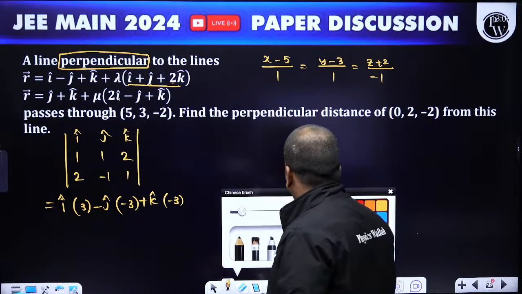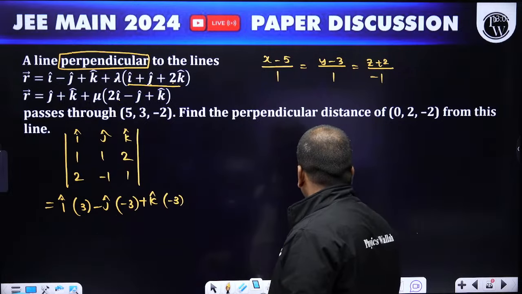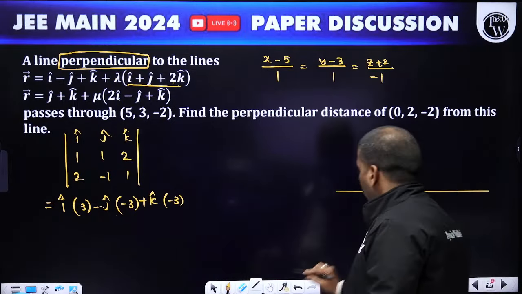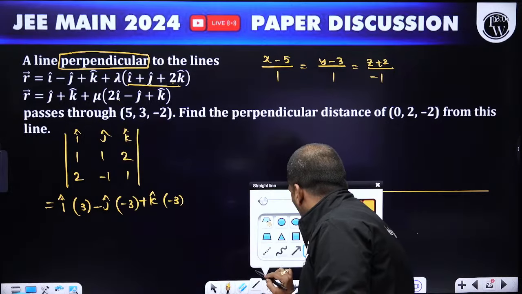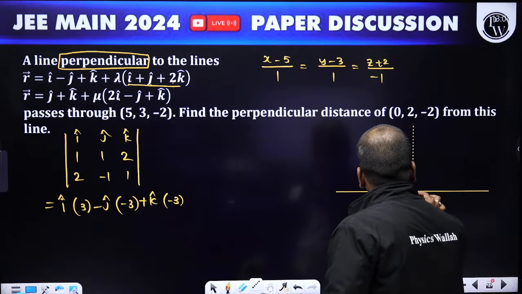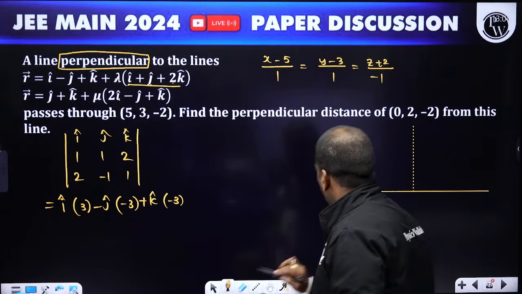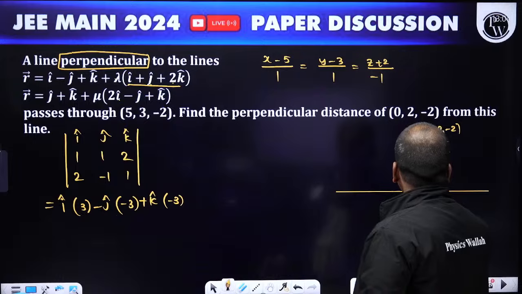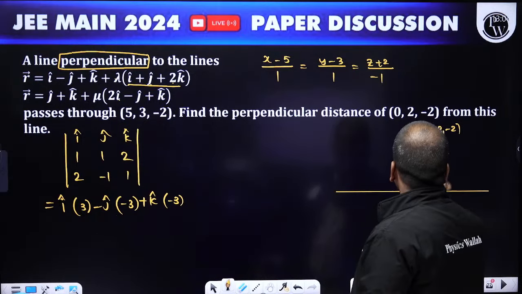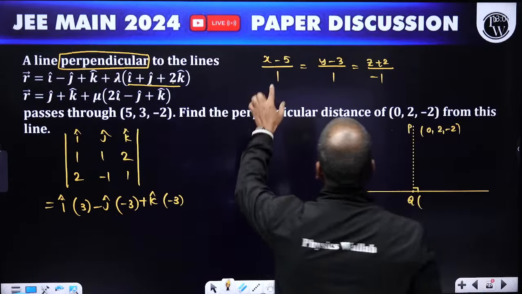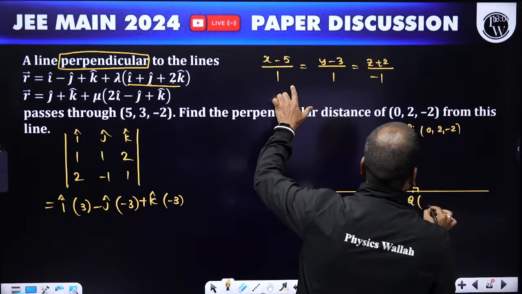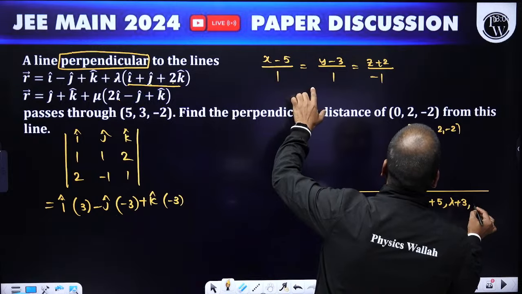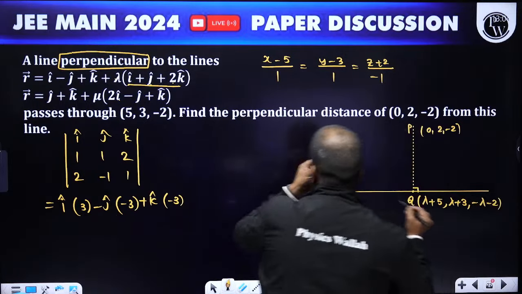So when we have a line, we already know the procedure. What is the procedure? There is a line here. After that, we will write a general point. This is the given point, 0, 2, minus 2, and this is perpendicular, we write Q. Q is a general point on this line. How do you take it? It is lambda. So lambda plus 5, lambda plus 3, and minus lambda minus 2.